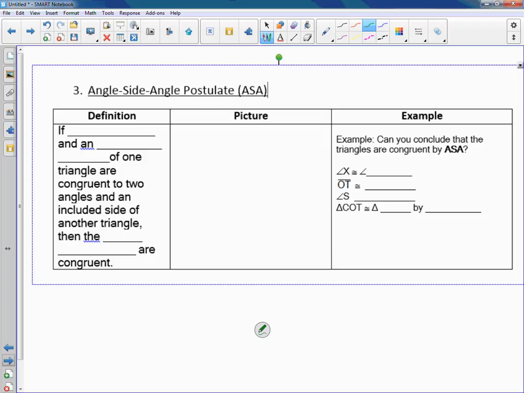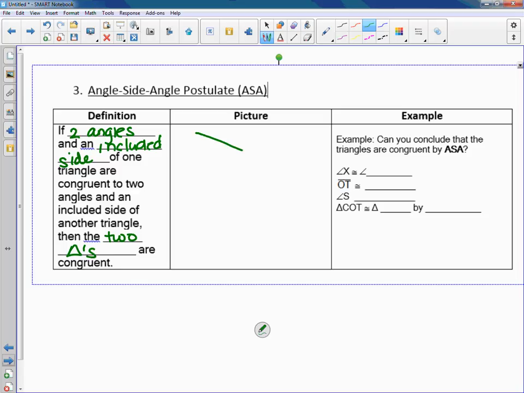The third way is angle, side, angle. So if 2 angles and an included side of one triangle is congruent to 2 angles and an included side of another triangle, then the two triangles are congruent. Let's look at it.